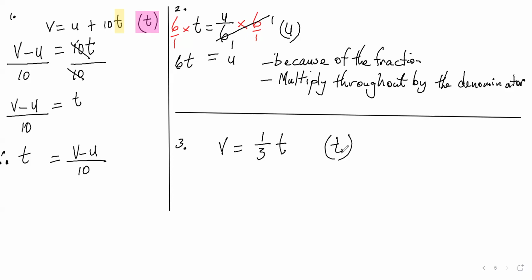All right, send your answers to my WhatsApp chat. We want to find for t. Given what I just said for number 2, it's the same thing that you're going to do. I just wrote it a little differently. V is equal to 1/3 times t. Find for t.